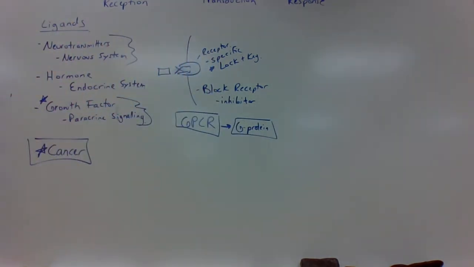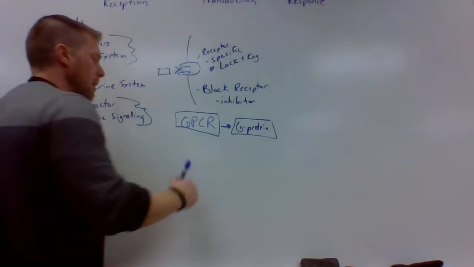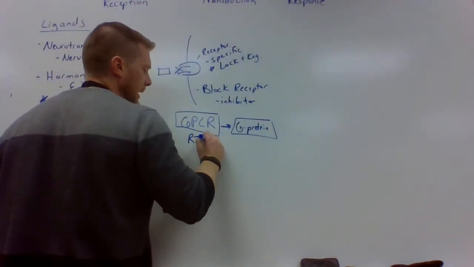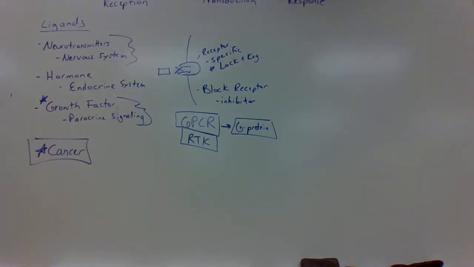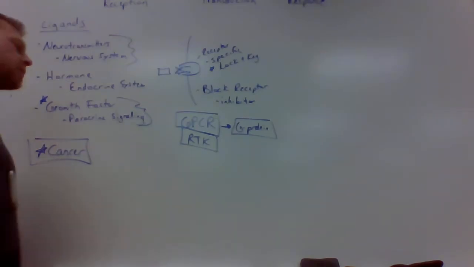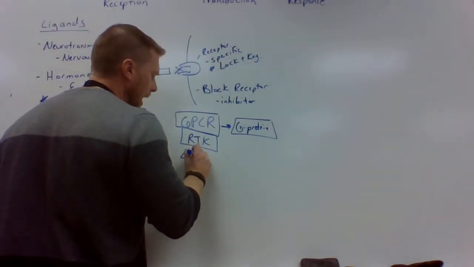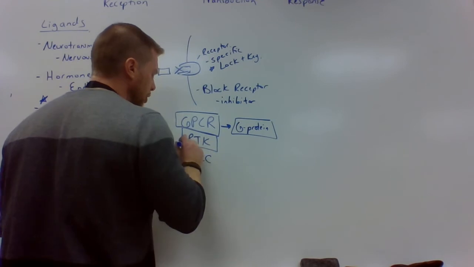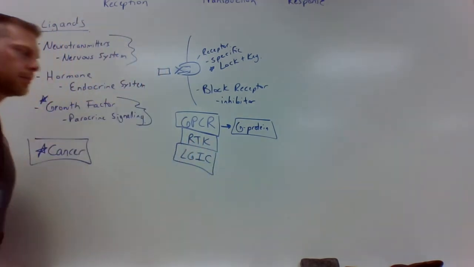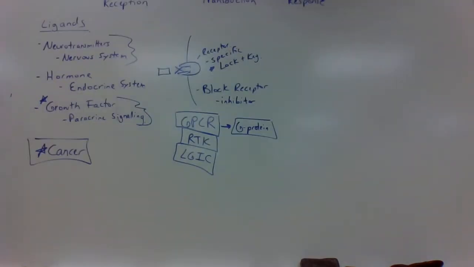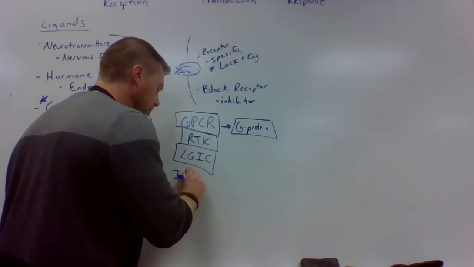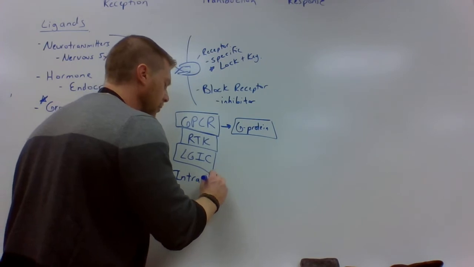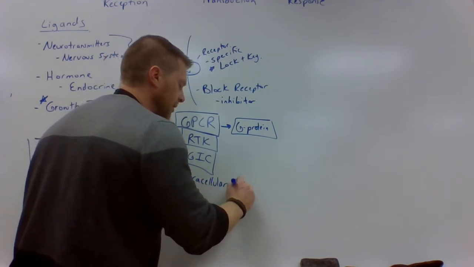A second type of receptor that we went over is an RTK receptor, a receptor tyrosine kinase. A third type of receptor that we went over is a ligand-gated ion channel. A fourth type of receptor that we went over is called an intracellular receptor.